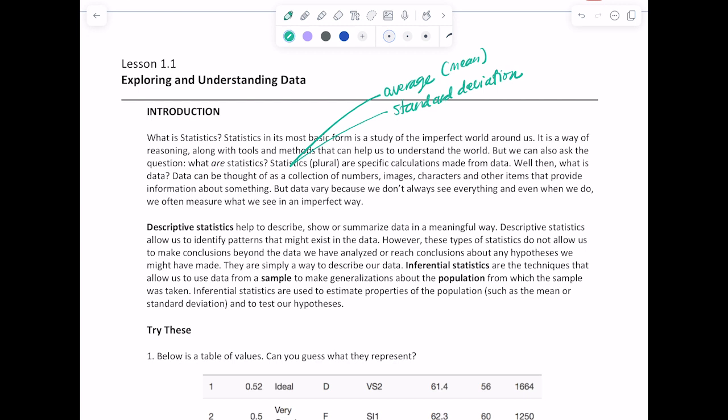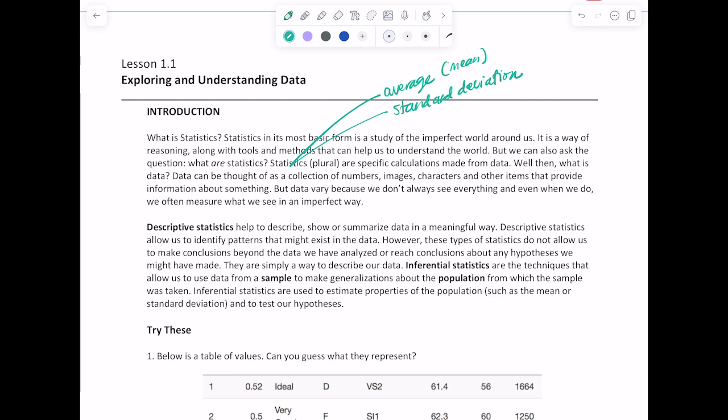Statistics is broken down into two branches, basically. We have descriptive statistics, which literally help us to describe or show or summarize data in a meaningful way. We do that by using tables, constructing graphs, and calculating those statistics.